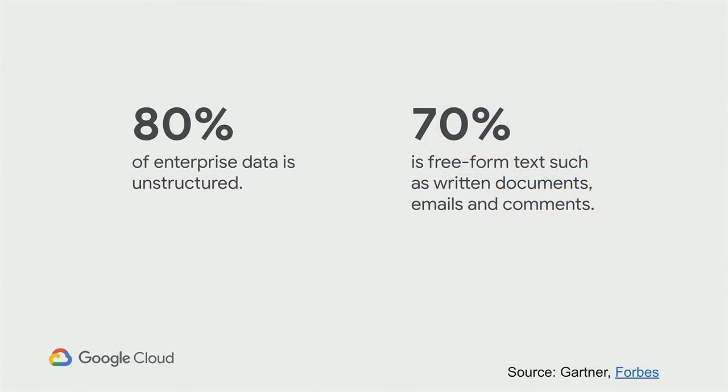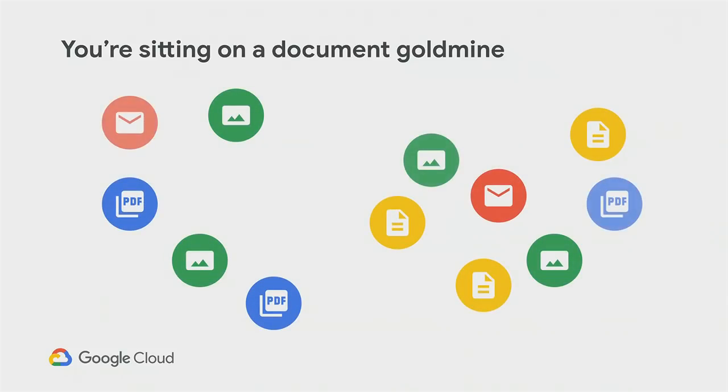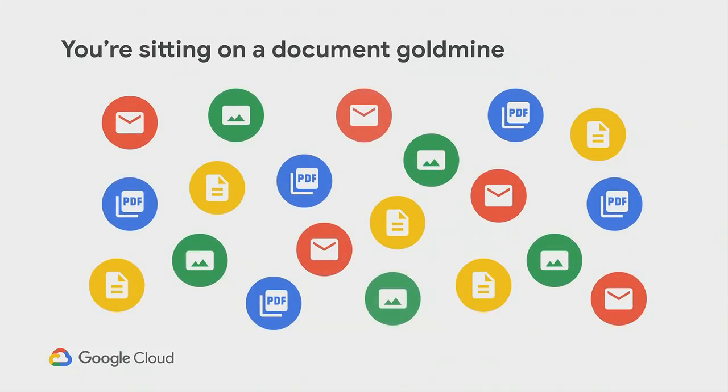Did you know that 80% of enterprise data is largely unstructured? And 70%, a large percentage of it, is in the form of free-form text. By free-form text, I mean we see a lot of enterprises sitting on dark data. And this data can be a document goldmine. A lot of these documents are PDFs, emails, contracts, think comments, tweets, tickets, patent files, application forms.